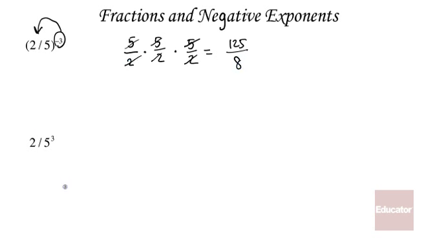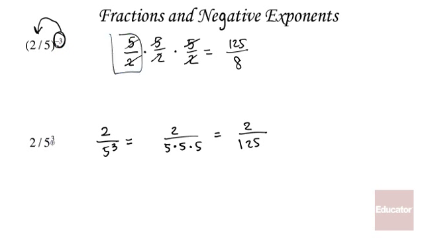Let's try looking at how this one differs. This is 2 over 5 to the 3rd. So the exponent is not touching the 2, but only touching the 5. So I have 5 times 5 times 5. And this is going to give me 2 over 125. So notice the placement of the exponent can make the fraction very different. Also, this was a negative exponent and I had to flip the fraction upside down. This was a positive exponent and did not tell me to flip the fraction.